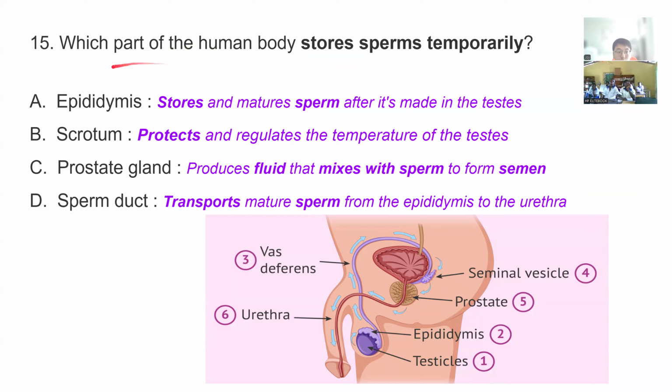And a question might ask, which part of the human body stores sperm temporarily? And we have seen that it is the epididymis that stores and matures sperm before it is released. The rest of these are not necessarily related to storing sperm. The scrotum is regulating the temperature. Prostate glands produce fluids that mix with sperm. The sperm duct transports mature sperm from the epididymis to the urethra.